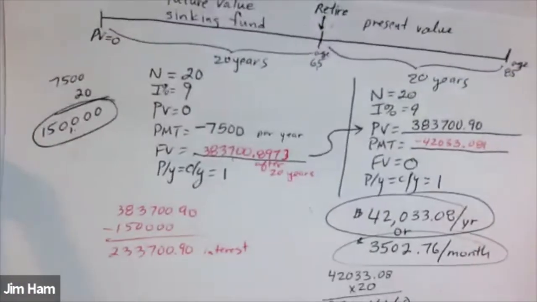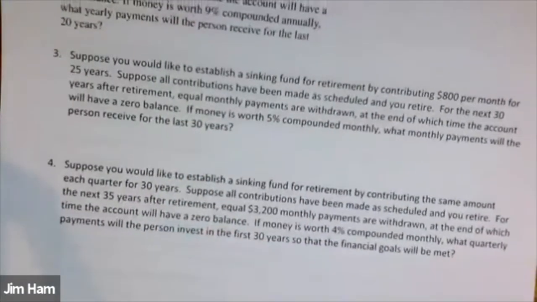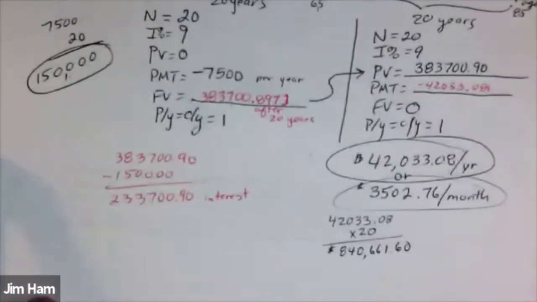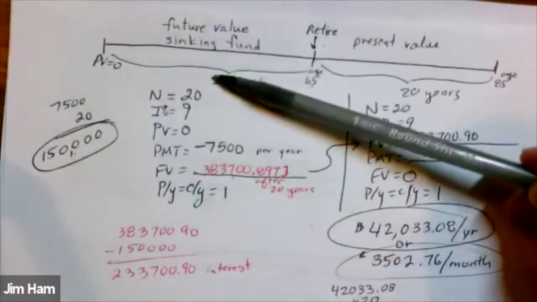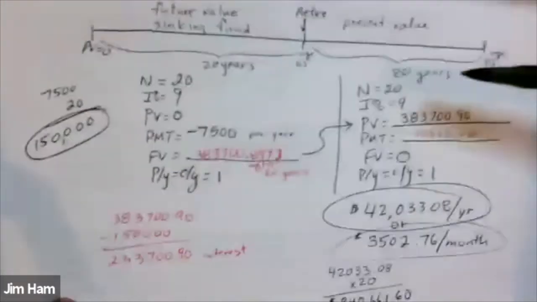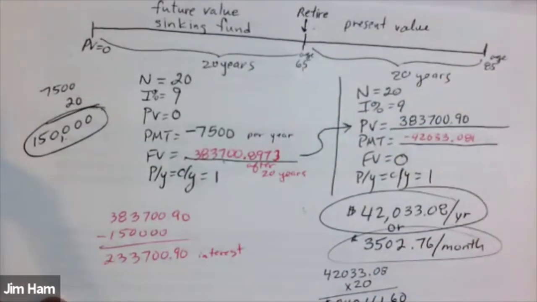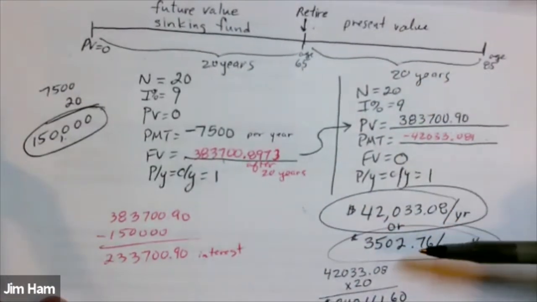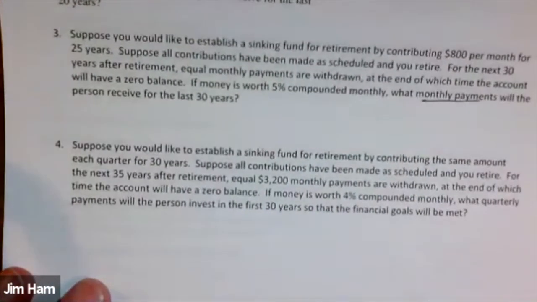All right, so these problems, and I'm asking you to do 2 more, 3 and 4, just like it. Draw a picture like this. You're going to do a sinking fund or a future value problem in the first half, and you're going to do a present value payout, just like the first problem that we did on this worksheet, in the second half. And they might ask for yearly payments, or they might ask for monthly payments.